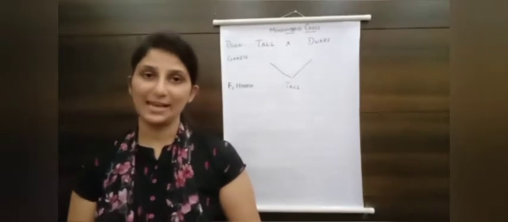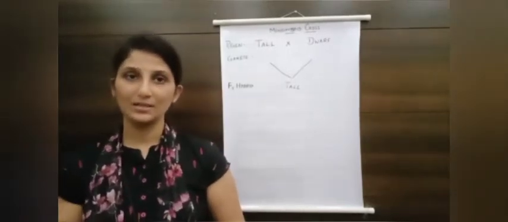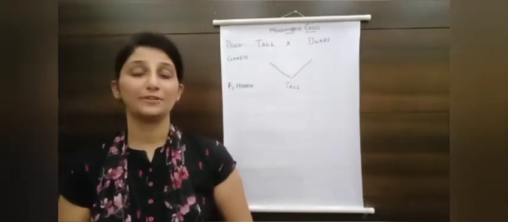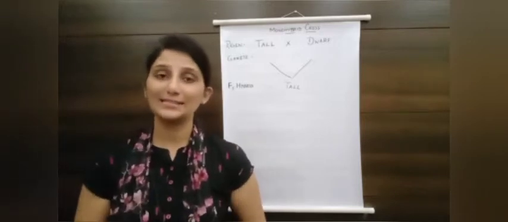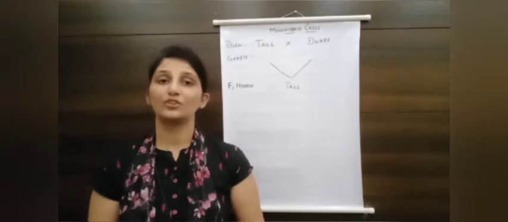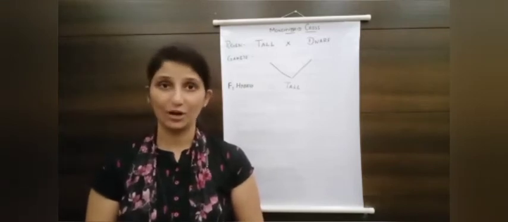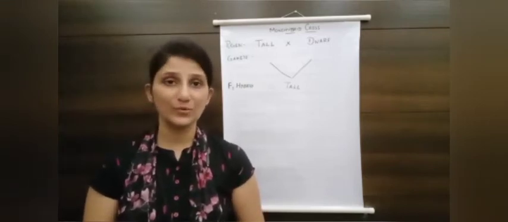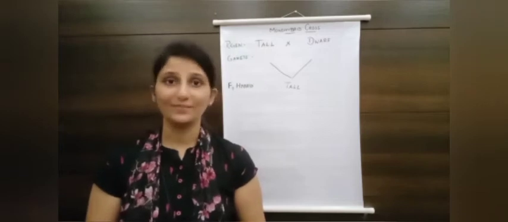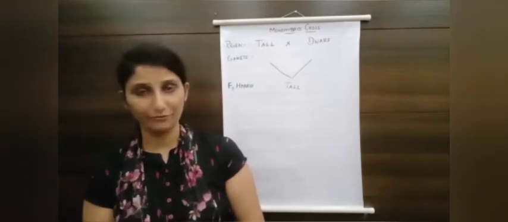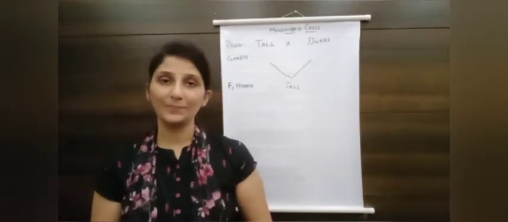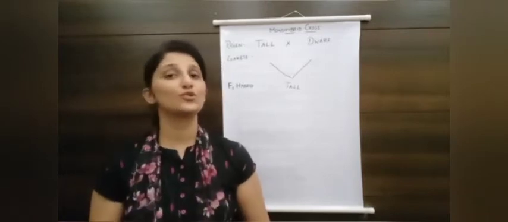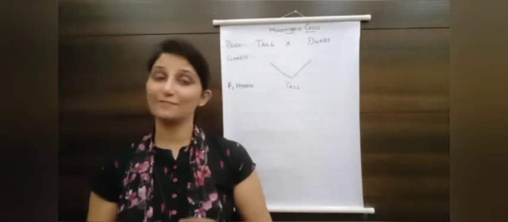In the first step, Mendel crossed pea plants which differed in one contrasting trait. So let us take an example in which the contrasting trait is the height of the plant. So what are the contrasting traits for height of the plant? They are tall and dwarf. So Mendel crossed a true breeding tall plant with a true breeding dwarf plant in the first step.